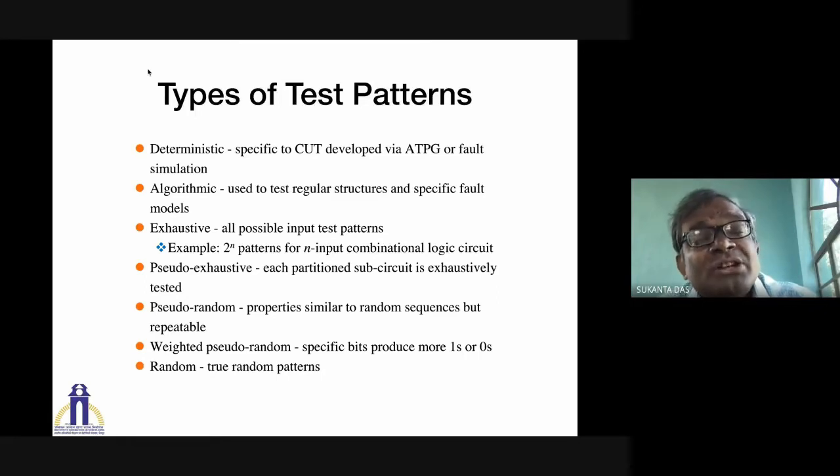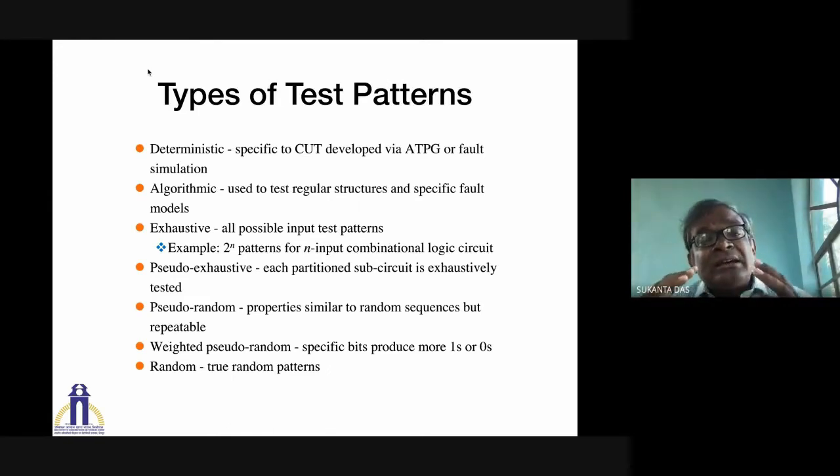And how can you generate the exhaustive test patterns? You need a counter. Counters can generate all the numbers. So counters are used for the exhaustive patterns. Next is very important, called pseudo exhaustive.